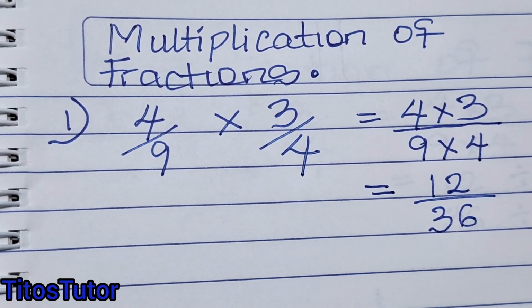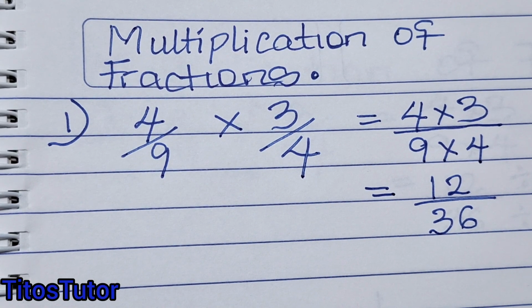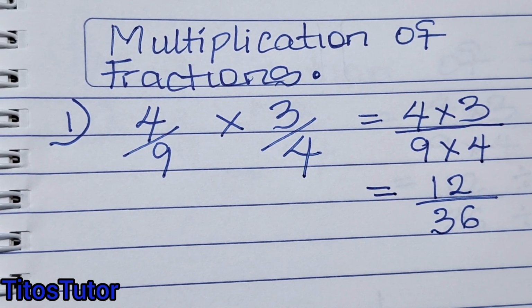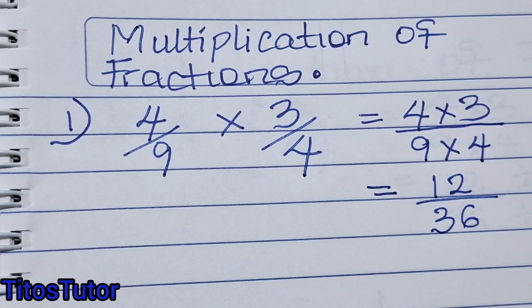This is a big fraction. You need to reduce that fraction to its lowest term. As a matter of fact, if you have an answer in a big fraction and you know that there's a factor that can break it down and you don't break it down, you're not done. You need to always break down your answers to the lowest term.